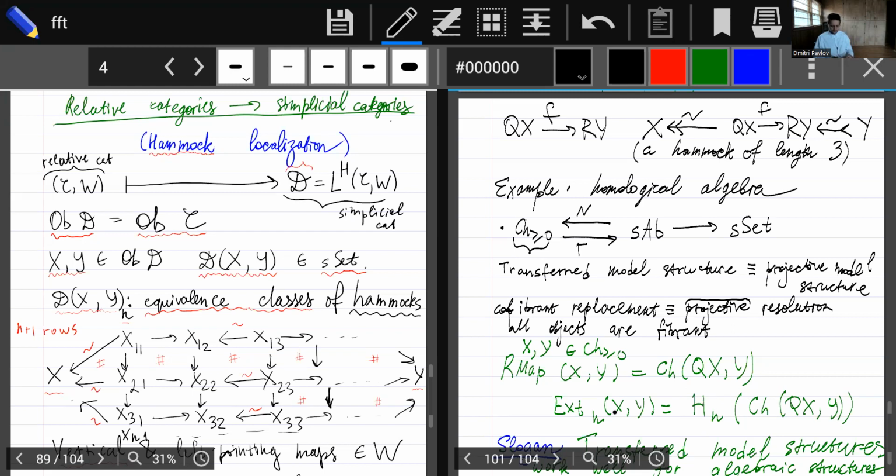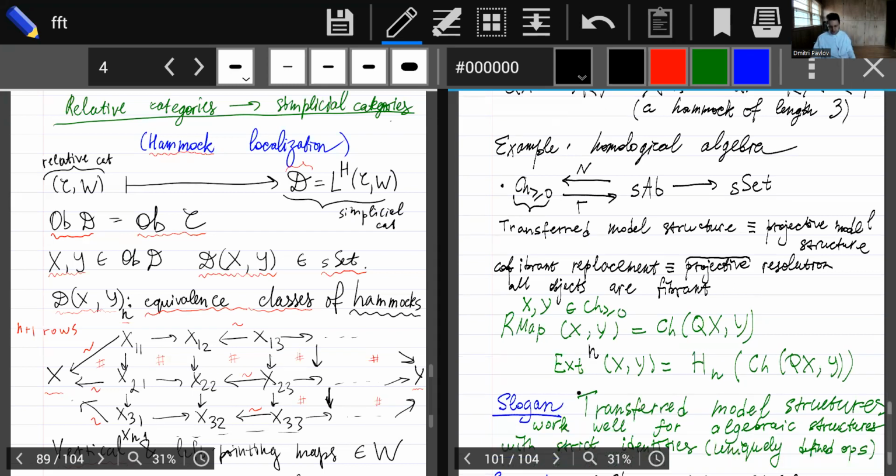Yes, typically denoted by the upper N. Maybe. Yeah, I think it's typically the upper script.